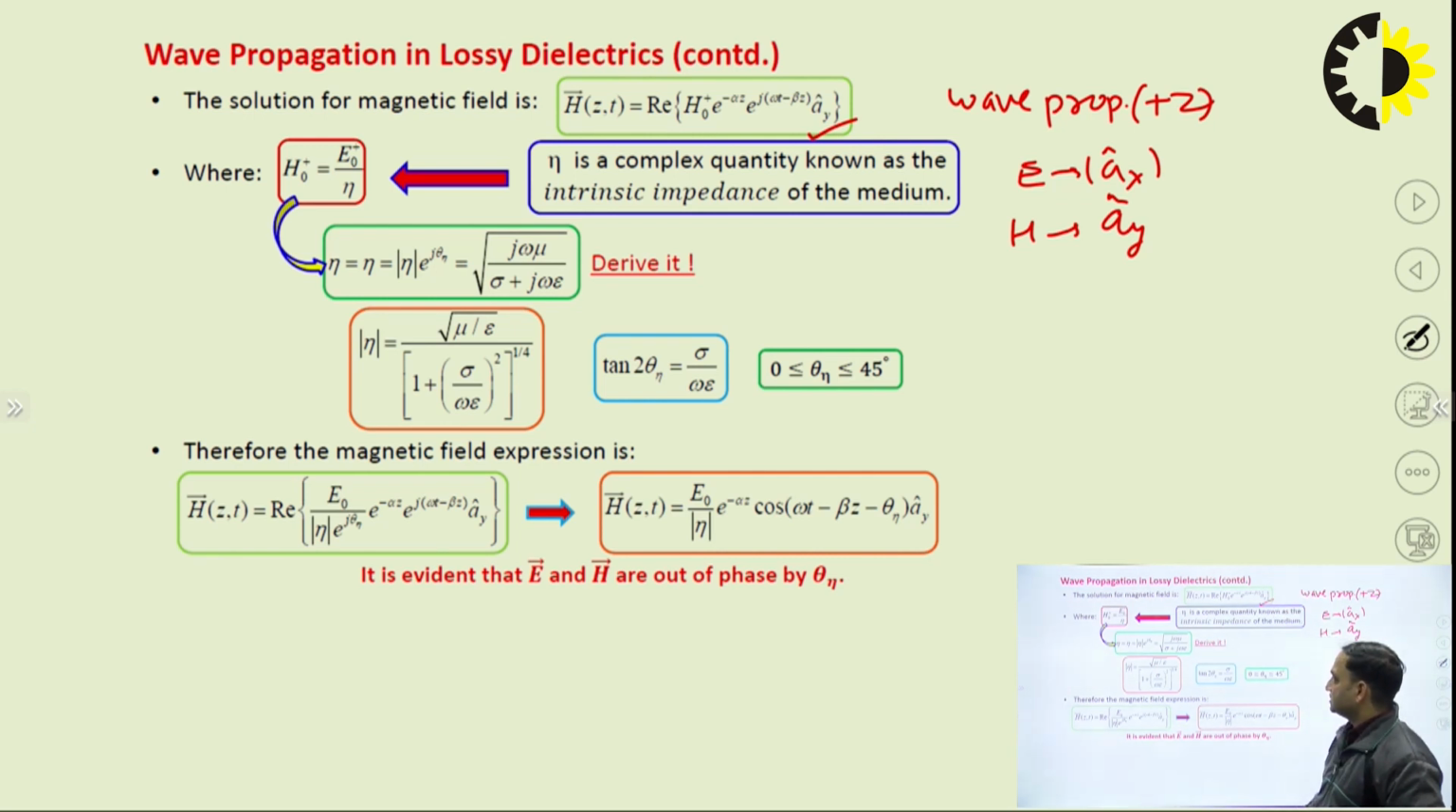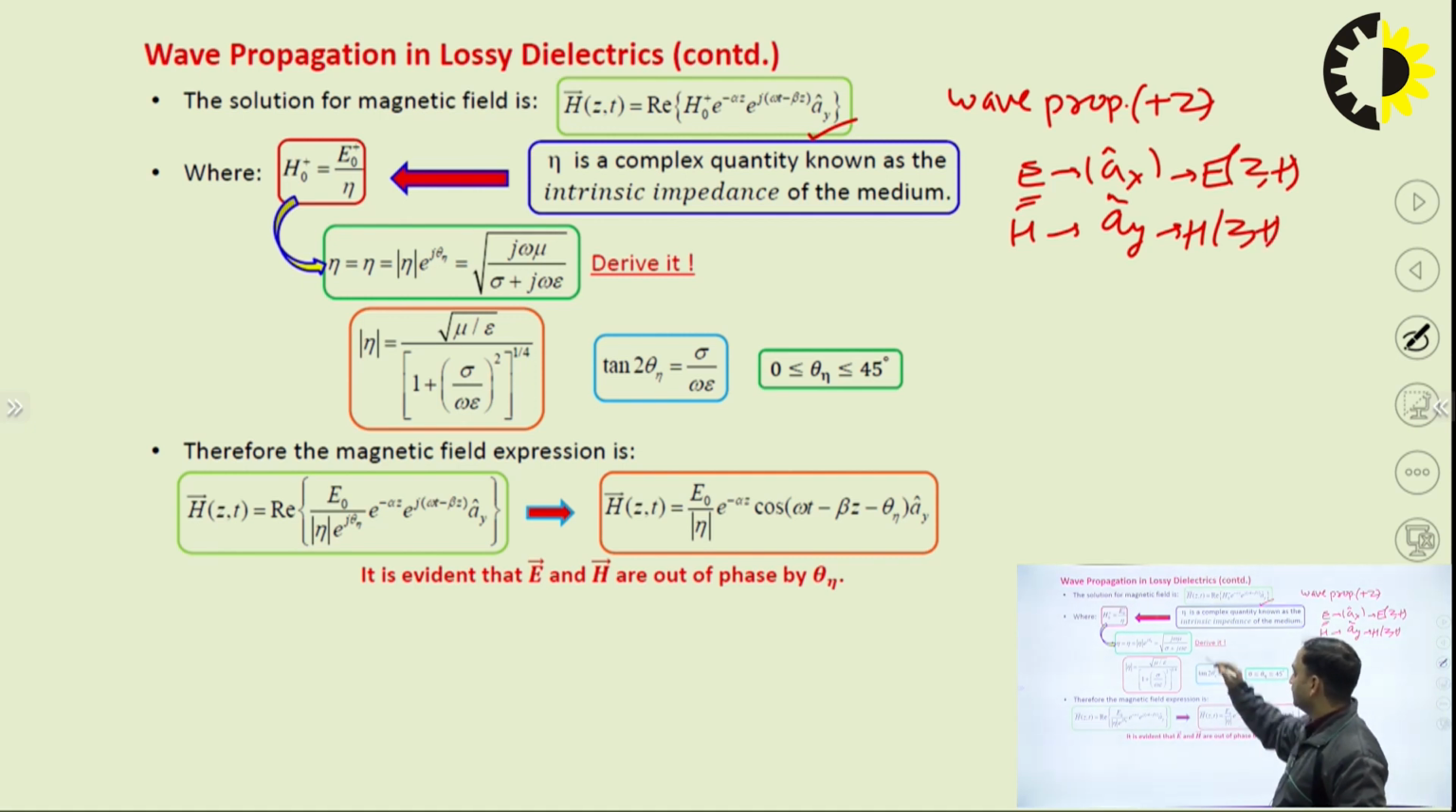In this case, the electric field we have found by using the equation in the previous slide, where we wrote E(z,t). Here it is H(z,t), but the direction of this one is in the y direction. So this equation will become like this, where H naught plus is equal to E naught plus divided by eta. So this eta is E naught plus divided by H naught plus.